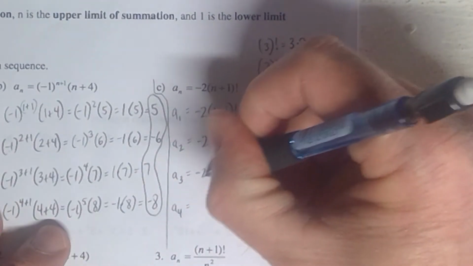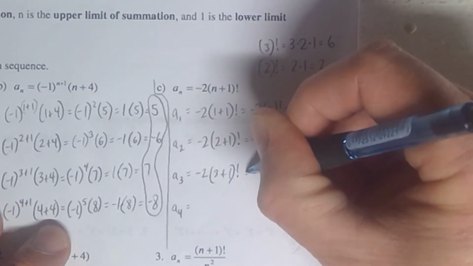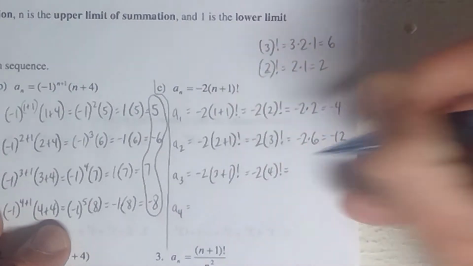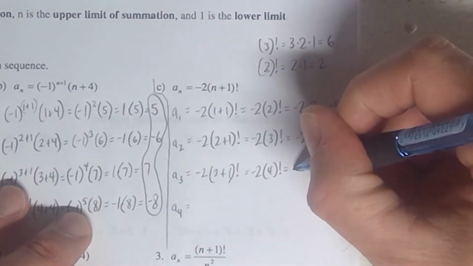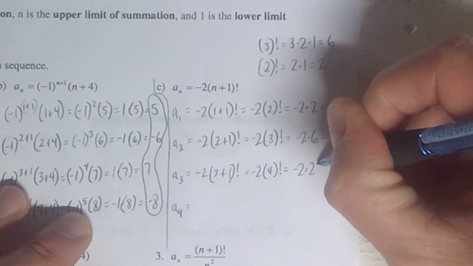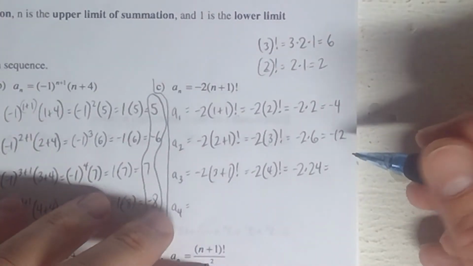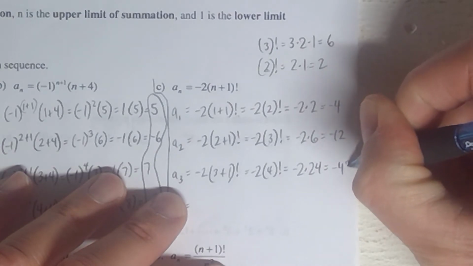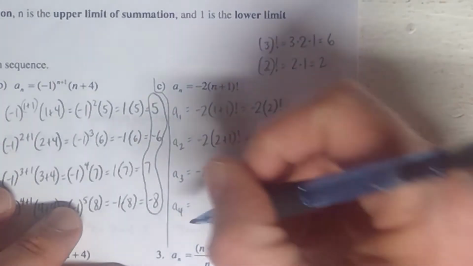Next one. Following the same pattern here. Parentheses, we get 4. Factorial, 4 factorial would be 4 times 3 times 2 times 1. If you figure that out by just multiplying 2 numbers at a time, 4 times 3 is 12. 12 times 2 is 24, and then times 1 is still 24. Then we finally multiply by negative 2 at the end, and we get negative 48.